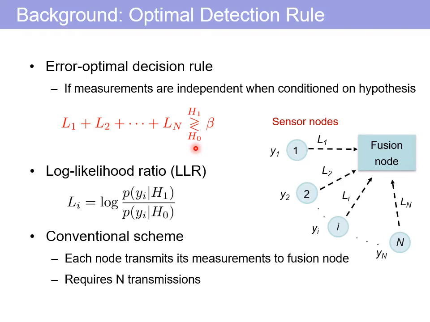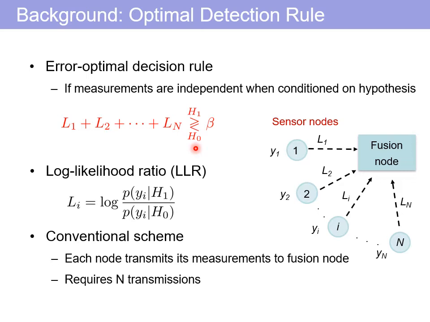And this beta is a function of the cost you would incur if you made the right decision, the increased cost you would incur if you made a wrong decision, and also the prior probabilities of H0 and H1. But it's a constant as far as we're concerned and can be computed.